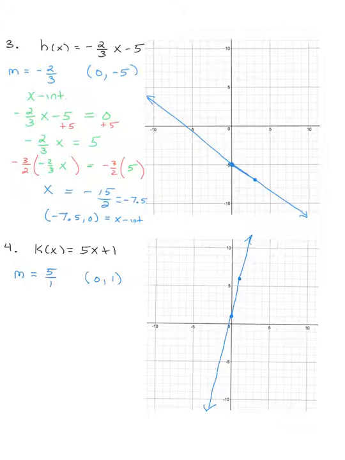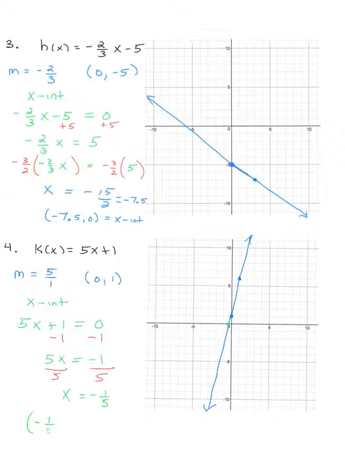And here, I can see the x-intercept is something between 0 and 1. So to solve for my x-intercept, same idea, just set my equation equal to 0, subtract 1, and divide both sides by 5, giving me my answer of x is equal to -1/5. That's the point (-1/5, 0) as my x-intercept.